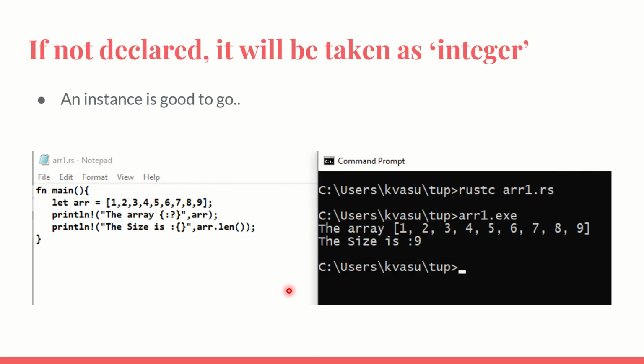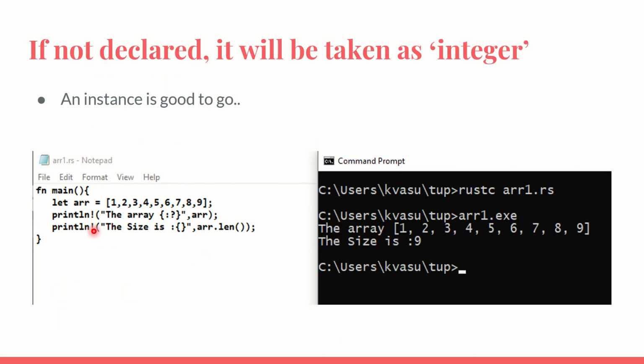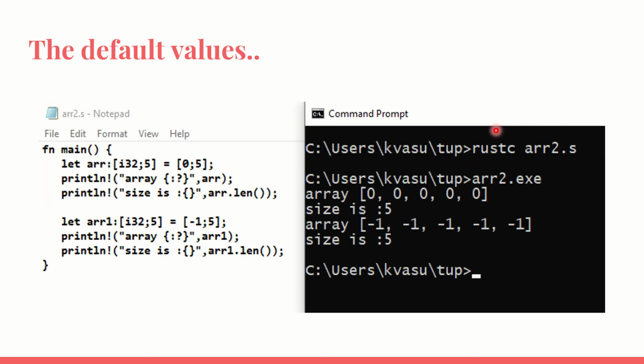Well, if not declared, what will be the type of the array? By default, if you have not declared it, it will be taken as integer. Remember it, by default, if you have not declared, it will become integer. How does it work? An example will always be helpful. In this case, you can see that here I made it integer, i32. But here, I'm having an array with 1, 2, 3, 4, 5, 6, 7, 8, 9, but I have not specified what type of data it is. Now I'm trying to print it, and you can see that the array is arr, and the size of the array is 9. So by default, it takes anything that you specify without a data type as integer. Remember it, it's a very important point to remember.